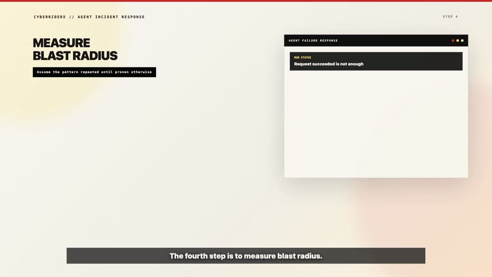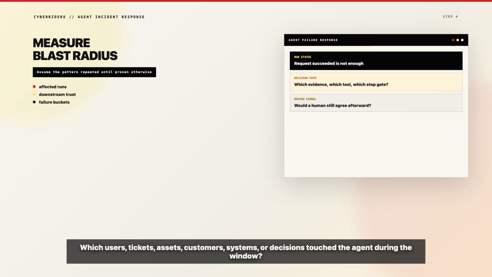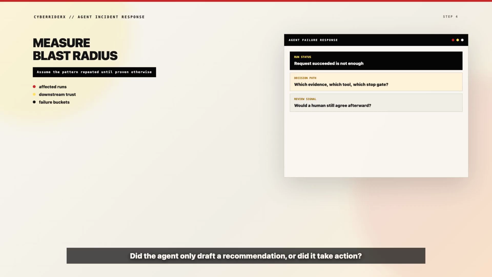The fourth step is to measure blast radius. Ask how many runs could be affected by this same failure mode. Which users, tickets, assets, customers, systems, or decisions touched the agent during the window? Did the agent only draft a recommendation, or did it take action? Did a human approve it? Did downstream systems trust the output? For a production agent, the dangerous question is not, was this one answer wrong? The dangerous question is, how many similar answers did we already ship?